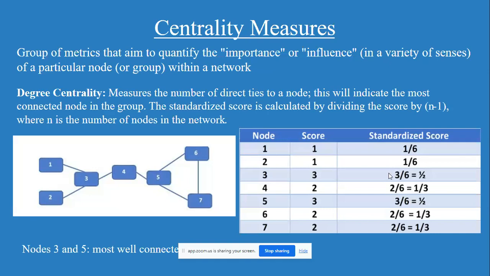So the first example is degree centrality. There is a figure shown where there are a number of nodes. Degree centrality means the number of direct ties to a node. That means we are not talking about indirect ties, only direct connections of a node. This will indicate the most connected node in a network. From the figure itself, we can say that node number 3 and node number 5 are most well connected, because they are connected to the maximum number of nodes, so they play a very important role in our network.